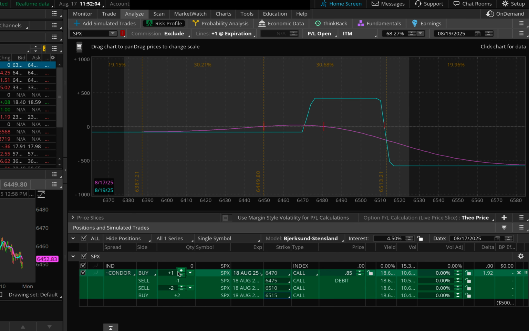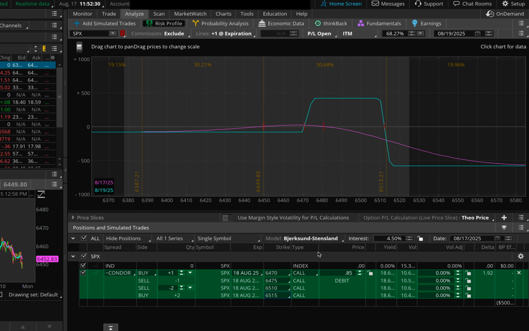This is going to be a 1x2. So again, this is the broken wing or the unbalanced condor. All this is one call debit spread here. We're buying and then selling two here that are wider. This debit spread is wider. This is a 10-point wide debit spread, or credit spread, I'm sorry. And this is a 5-point wide debit spread.